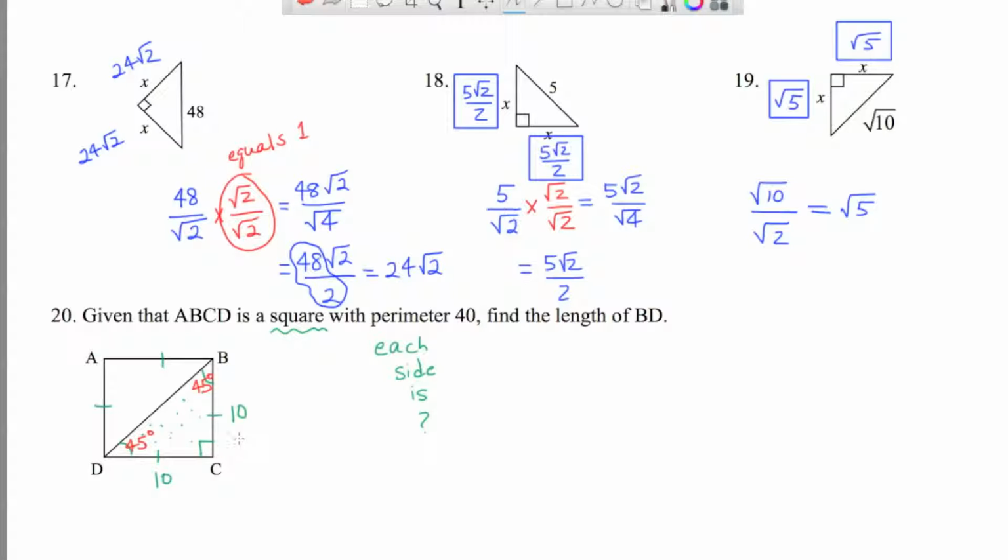And the rule says if you have a leg and you want to find the hypotenuse, you're supposed to multiply by root 2. So let's write down the leg. Let's multiply by root 2. And we end up getting 10 root 2. So the hypotenuse is 10 root 2. And let's see if that answers our question. Find the length of BD. Did we just find BD? I think we did.